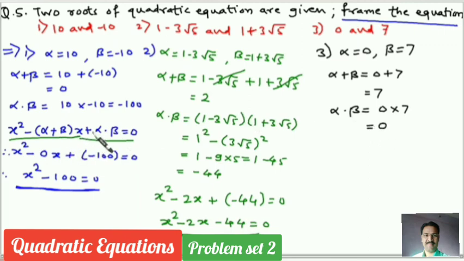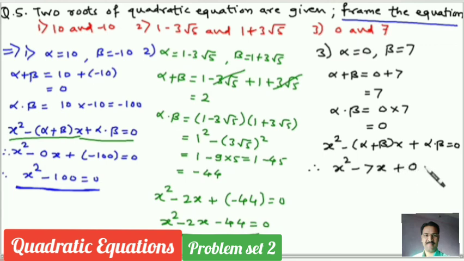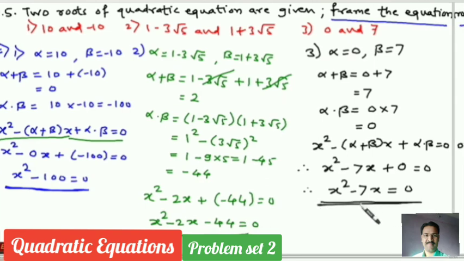I'll write here, x square minus alpha plus beta x plus alpha beta equal to 0. So we'll put the values: x square minus, what is alpha plus beta? That is 7, into x plus alpha into beta, that is 0, is equal to 0. Here it is x square minus 7x equal to 0, which is the required quadratic equation. Understand friends?